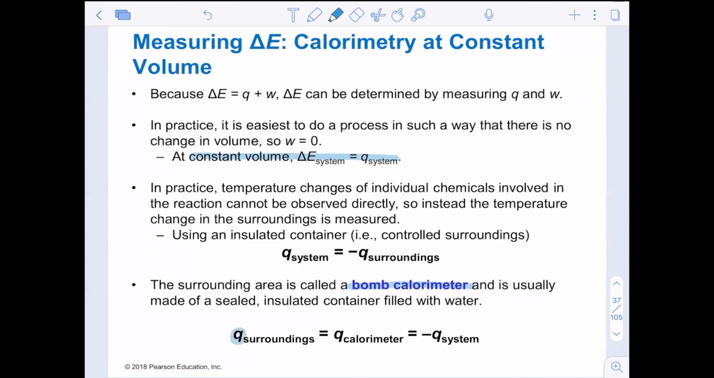Again, Q of the surroundings is what we are going to be measuring. That is what we call the Q of the calorimeter. And then that will be equal to the opposite sign, Q for the system.